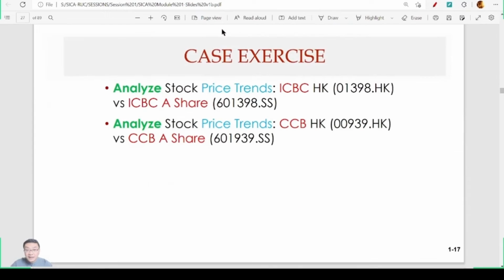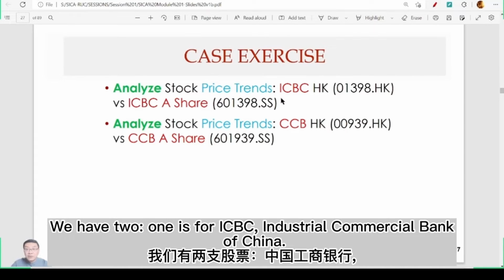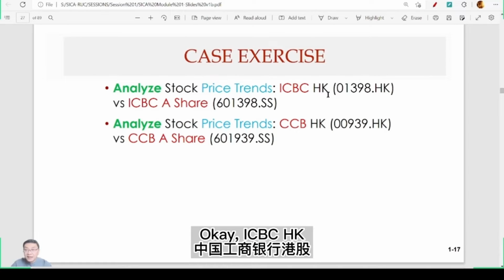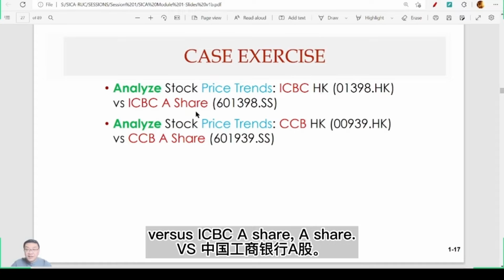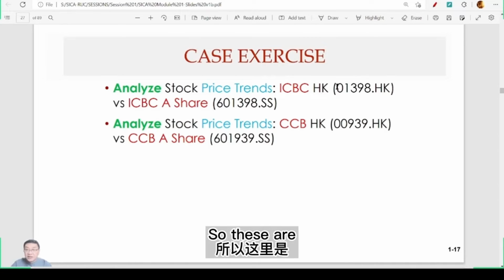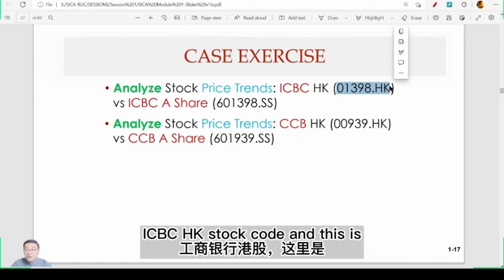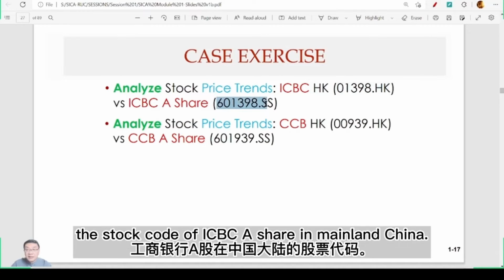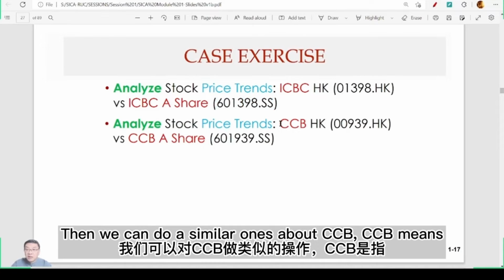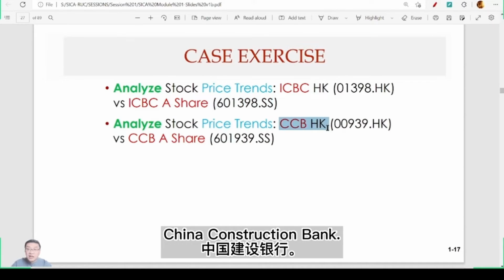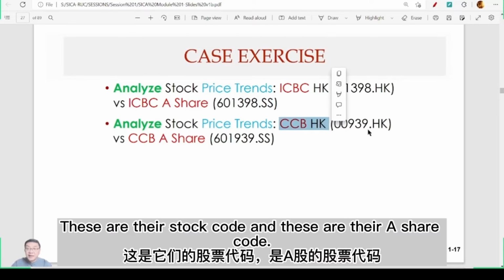Okay. Now we have another chance for practice. We have two. One is for ICBC, Industrial and Commercial Bank of China: ICBC HK versus ICBC A share. So these are the ICBC HK stock code, and this is the stock code of ICBC A share in mainland China. Then we can do a similar one about CCB, China Construction Bank. These are their stock codes, and these are their A share codes.